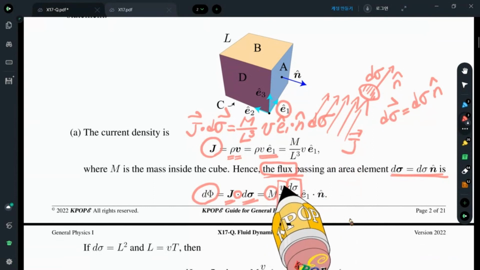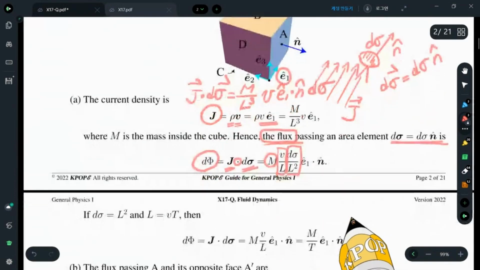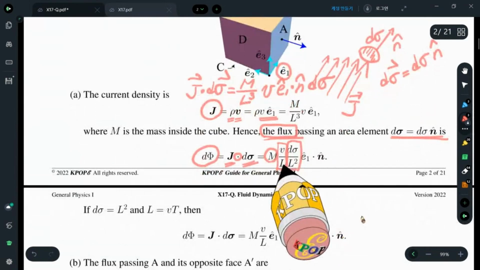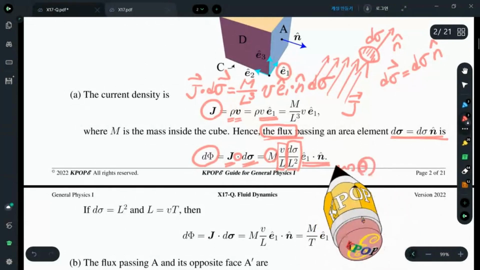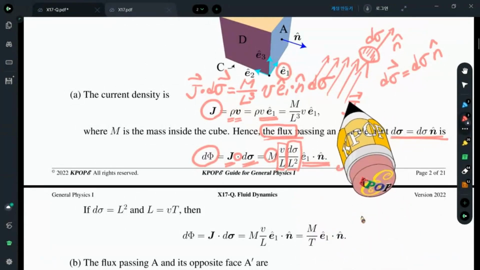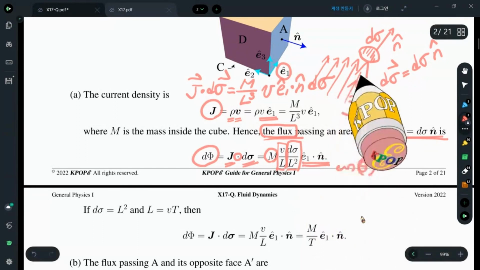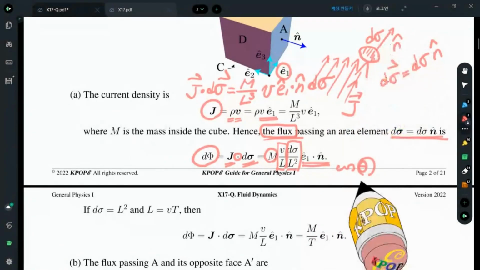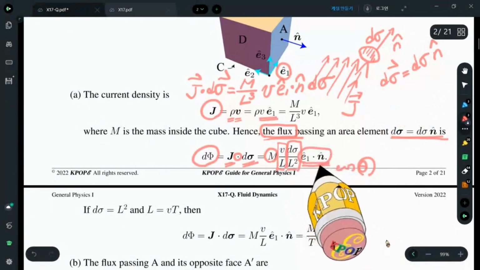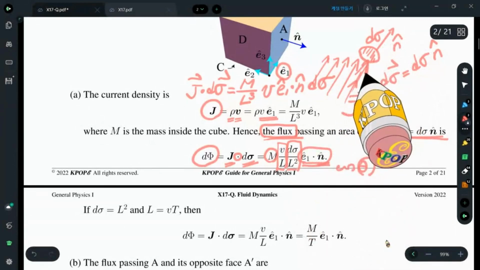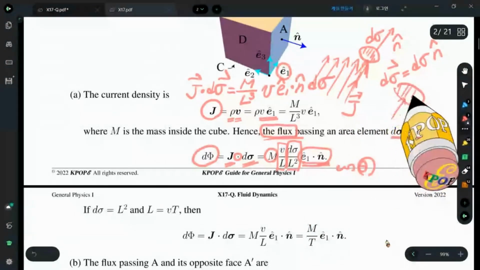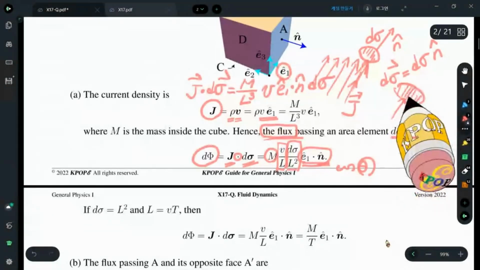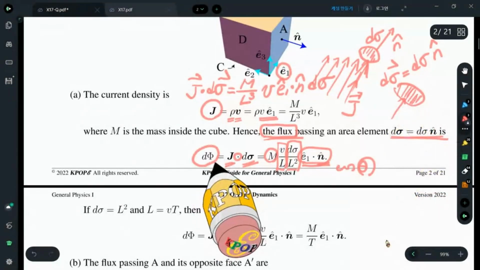This is velocity divided by length. This should be a cosine theta, where theta is the angle between the E1, that is the direction of the flow, and the normal vector. This indicates that if they are parallel, that means the J is perpendicular to the area, the flux becomes the maximum value.